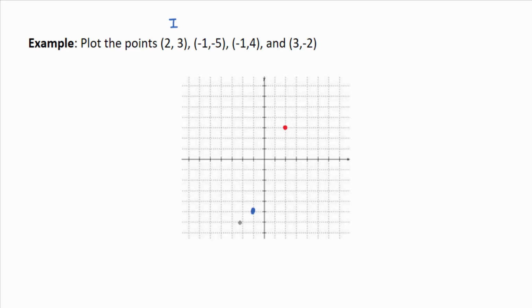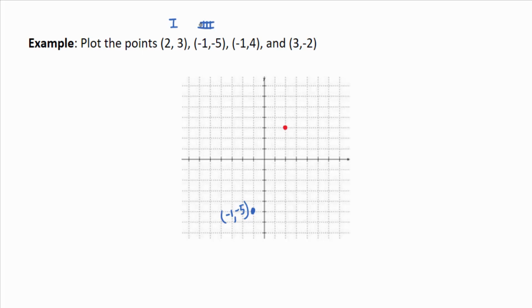So everybody agree it's right here? -1, -5, go left 1, down 5. And somebody said quadrant 3. Actually, let me put it up here. You're in quadrant 3, aren't you? Both coordinates are negative. You're automatically in quadrant 3, right? The point is automatically in quadrant 3.